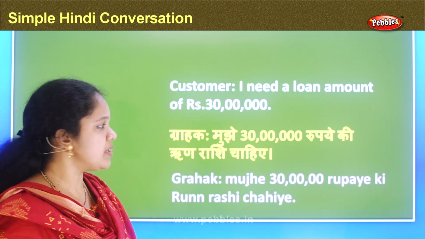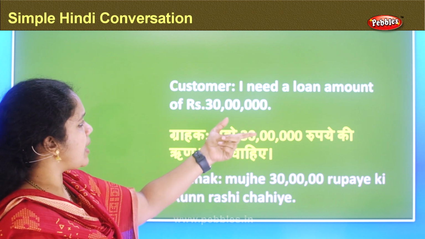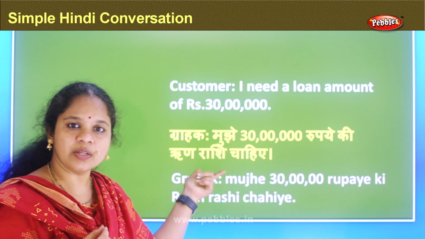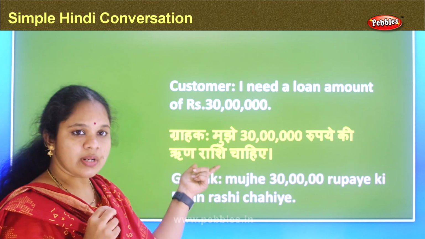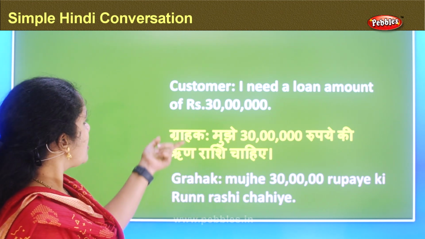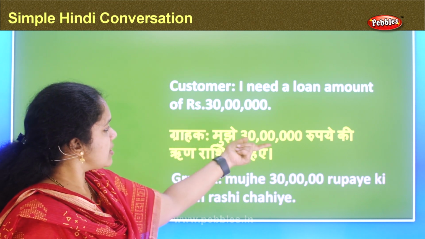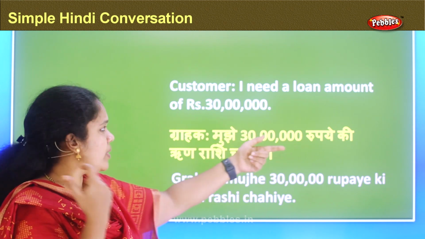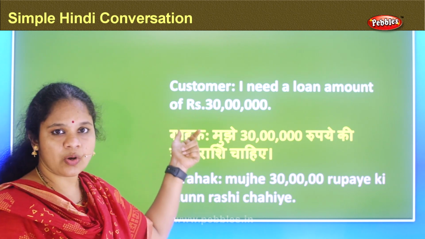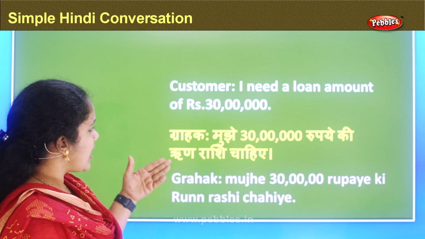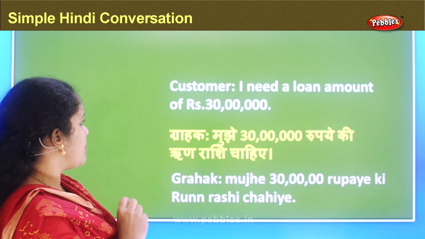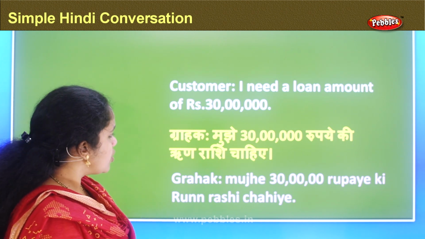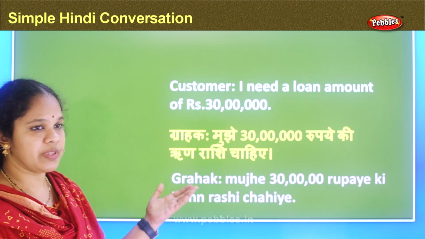I need stands for mujhe chahiye. Loan amount, run rashi. See, loan means run, amount means rashi. Another word is rakam. Okay, rashi or rakam both stand for the same word. Of rupees 30 lakhs means 30 lakh rupiye ki. Rupiya means amount, no? So, we have to add ki, which resembles this of. Okay, ki means of. Let me explain one more time. I need a loan amount of rupees 30 lakhs. Mujhe 30 lakh rupiye ki run rashi chahiye. This is the requirement of the customer.